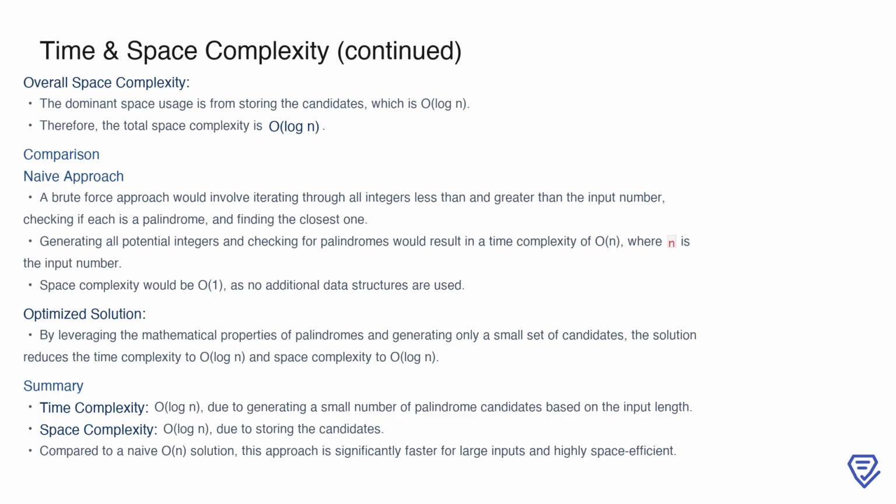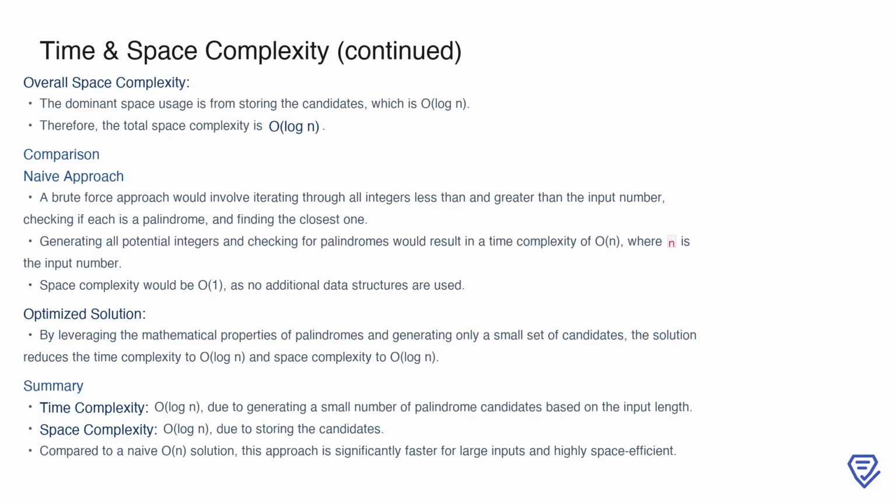To put this into perspective, we can compare the optimized solution with a naive approach. A brute force method would involve iterating over all integers less than and greater than the input, checking if each is a palindrome, and finding the closest one. This approach has a time complexity of O(n), where n is the input number, and a space complexity of O(1), as no additional data structures are used.